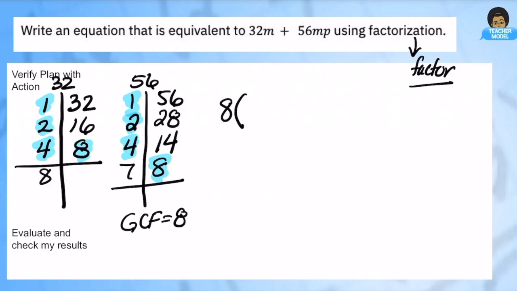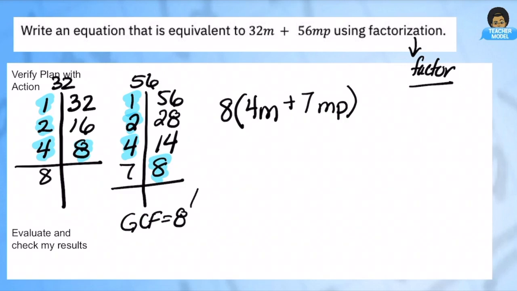And I want you to think for a minute. What does that mean for the 32? 8 times what makes 32? 4. So that's 4m. And then I'm going to do the same thing with the 56. This has an MP at the end. So 8 times 7 makes 56. So this is how I use factorization to create an equivalent expression.